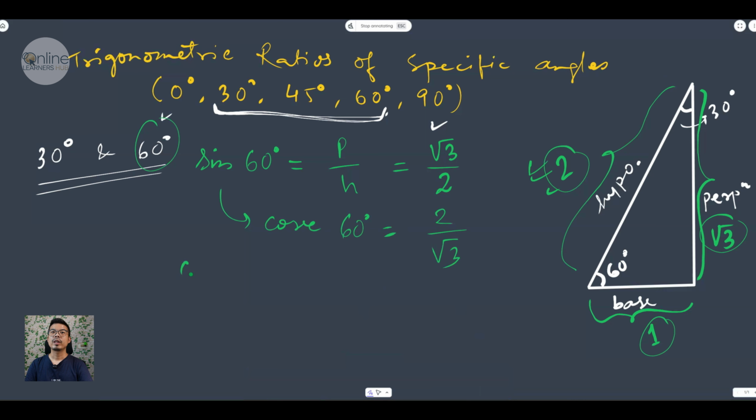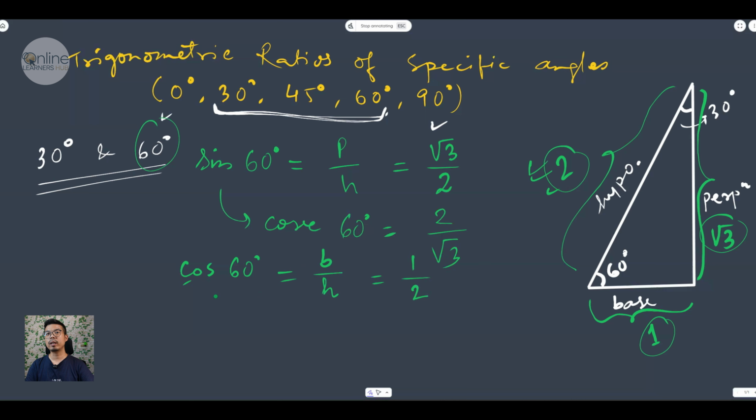Similarly, if you go to cos 60, what is the ratio of cos? According to that sentence in my previous session, some people have curly black hair. C stands for curly, black hair. See? Curly black hair, base by hypotenuse. What is base here? Base is 1 and hypotenuse is 2. So 1 by 2 is cos 60.